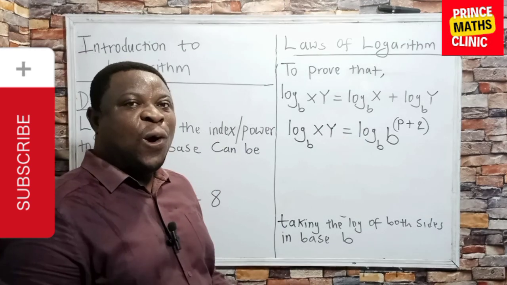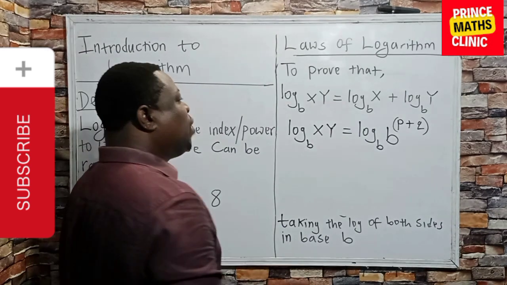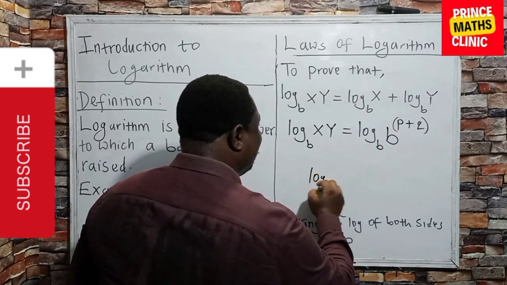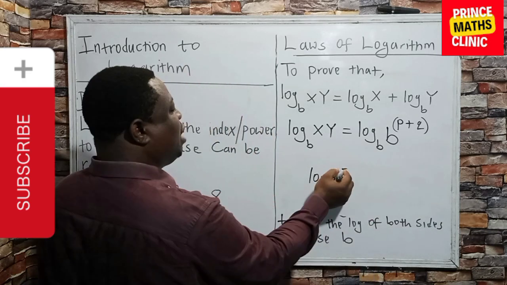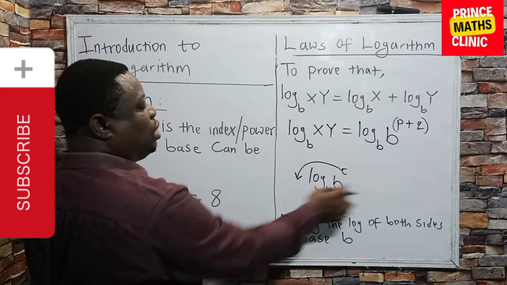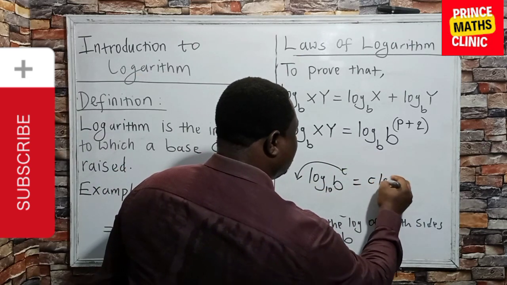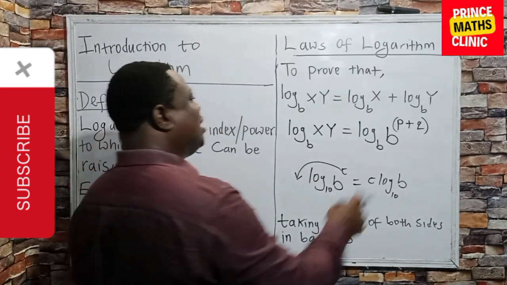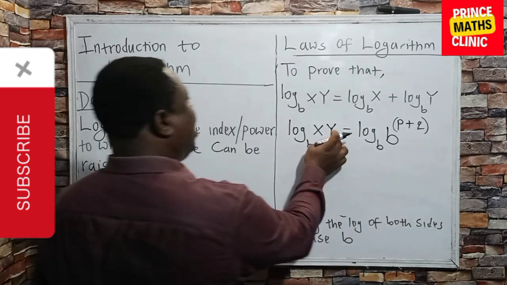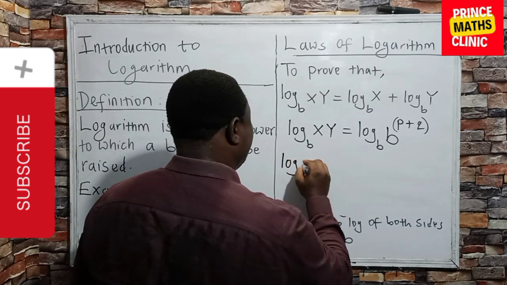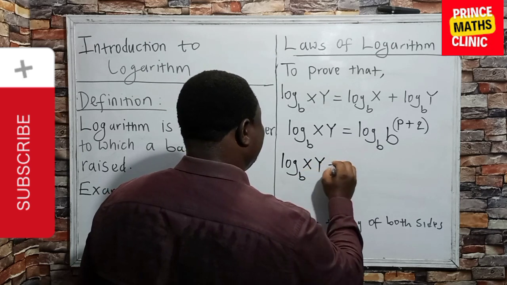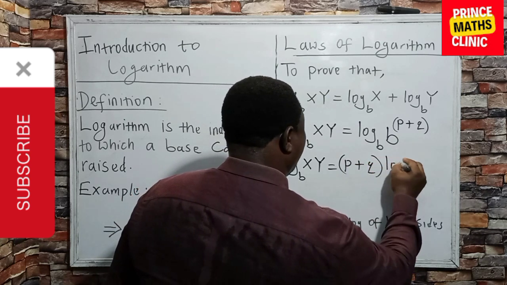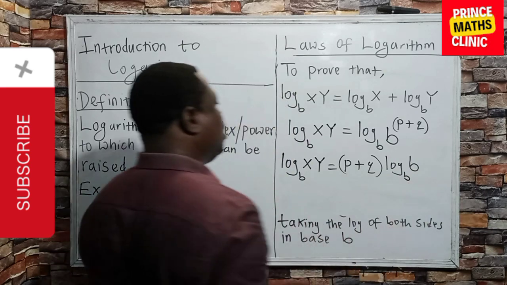Then we have a law in logarithm that says that when a log is carrying a power like this, for log b to base c, take this power and multiply it with the log. So this becomes c log b base 10. So we are going to apply that law here. And in this case, the power is p plus q. So hence, log xy base b is equal to p plus q times log b base b.